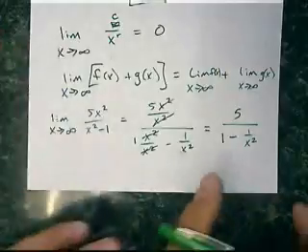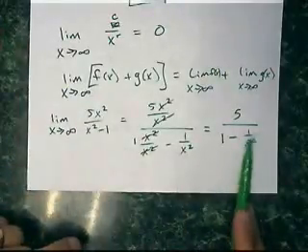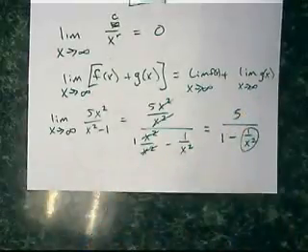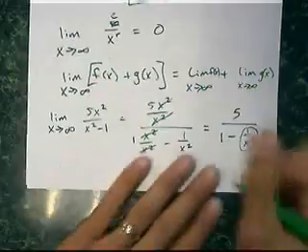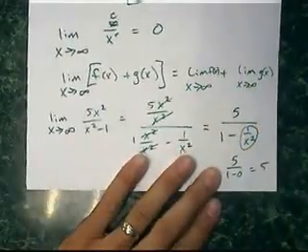Now, on the inside of this, I'm taking the limit as x approaches infinity. What's 1 over x squared going to turn into? 0. It turns into 0 as x goes to infinity. So I'm left with the 5 on the top, 1 minus 0 on the bottom, so 5 over 1, so you get 5.